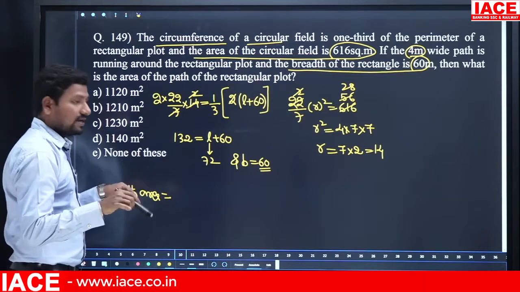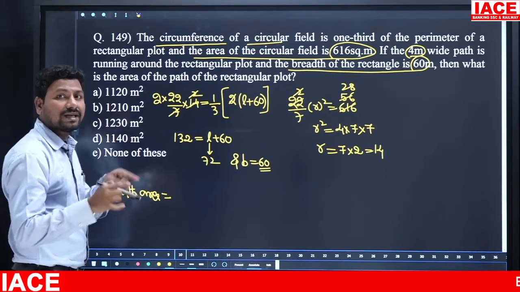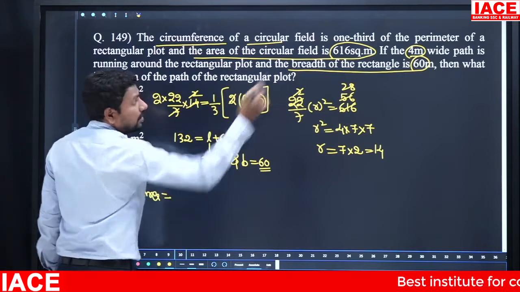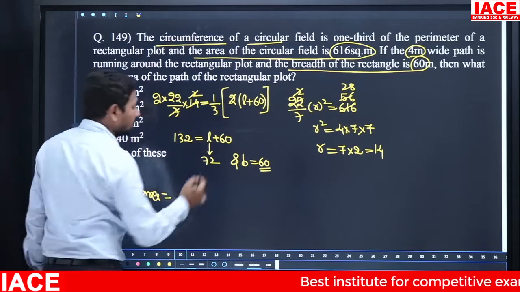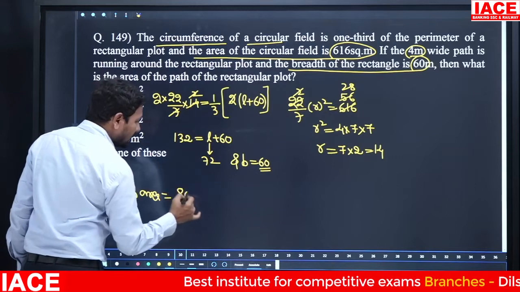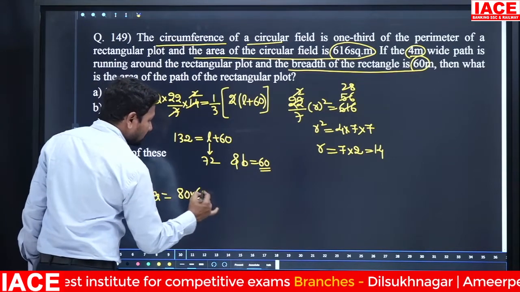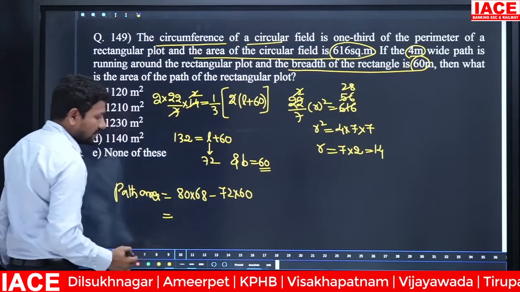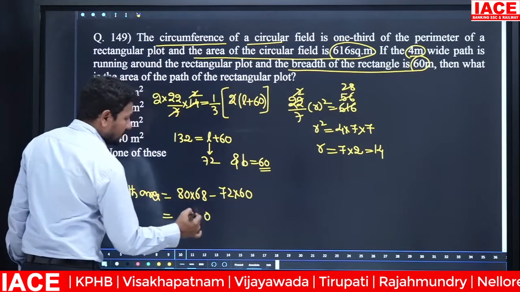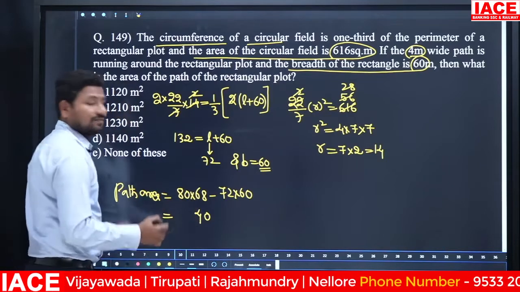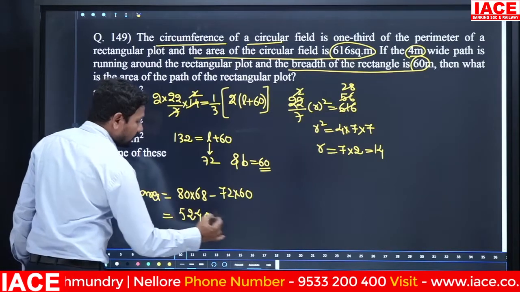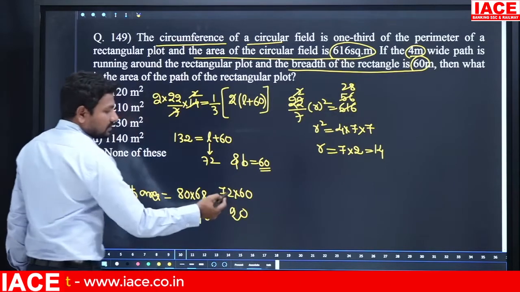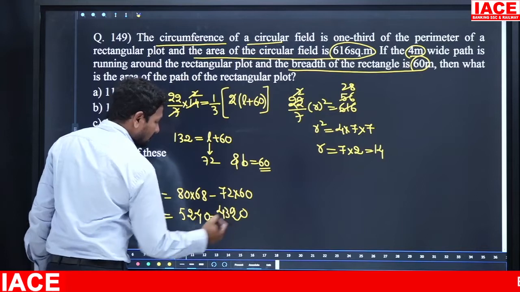Path area is equal to the outer rectangular field minus the inner rectangular field. Then how to calculate the outer rectangular area? The path is how many meters? 4 meters. 4 meters doubled is 8. Then 72 plus 8, it is 80 into 68, minus 72 into 60. Simplify the values here. 8 8s are 64, 8 6s are 48, it is equal to 5440, and 6 2s are 12 and 6 7s are 42, it is 4320.